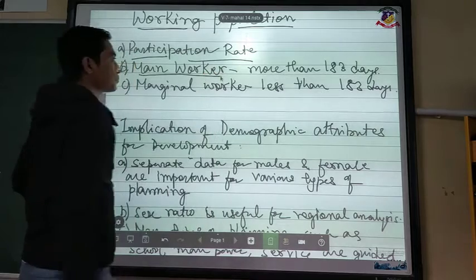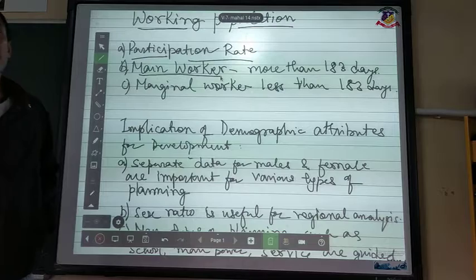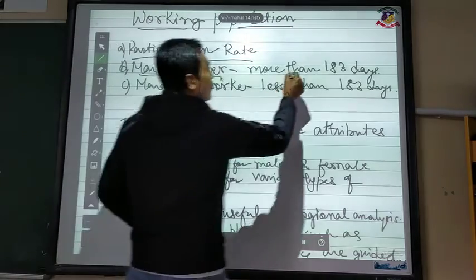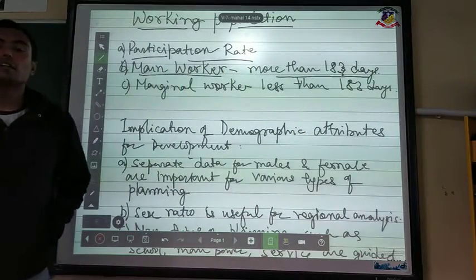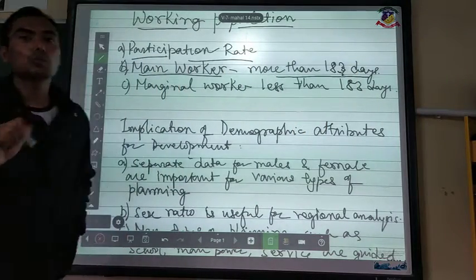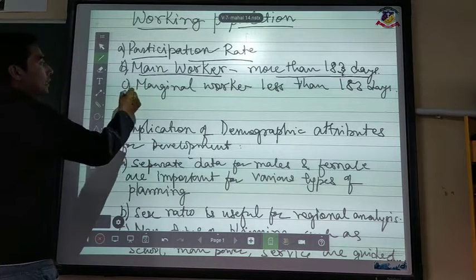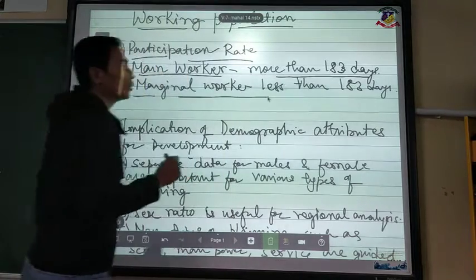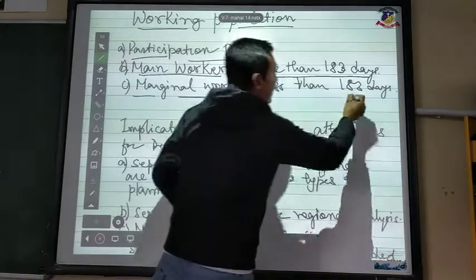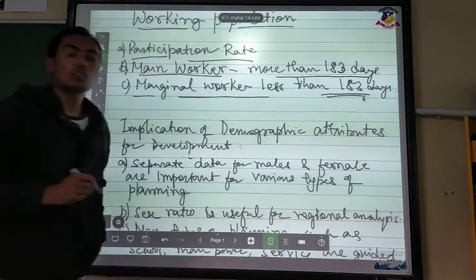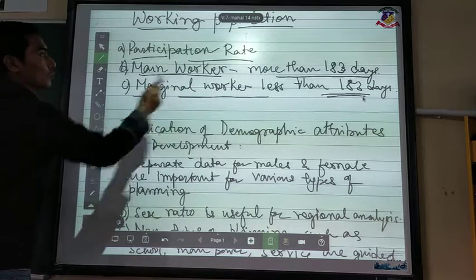Main workers: those persons who are engaged in any economic activity for more than 183 days in a year out of 365 days are considered main workers. Next, marginal workers: those persons who work less than 183 days in a year out of 365 days are referred to as marginal workers.